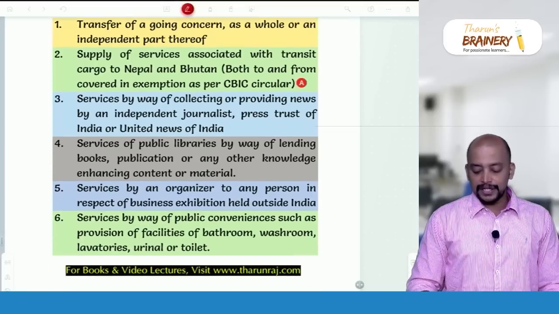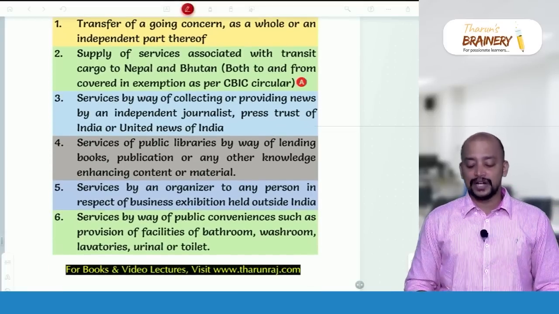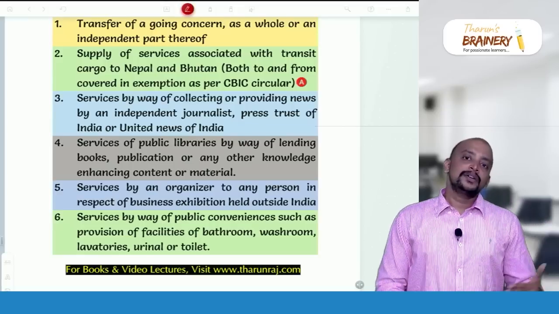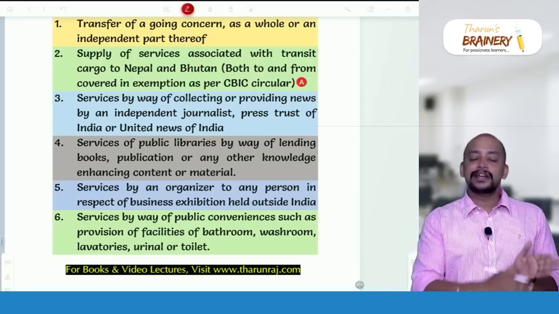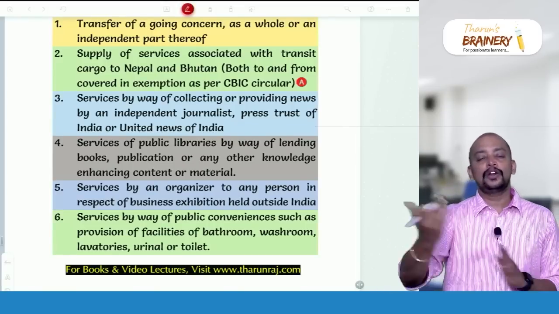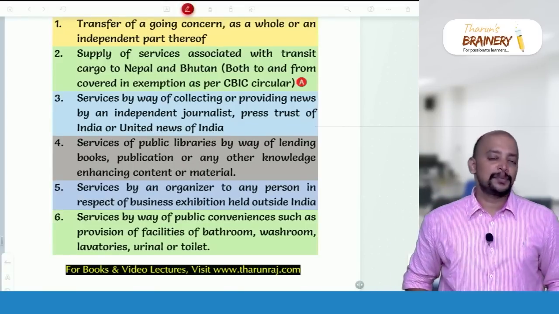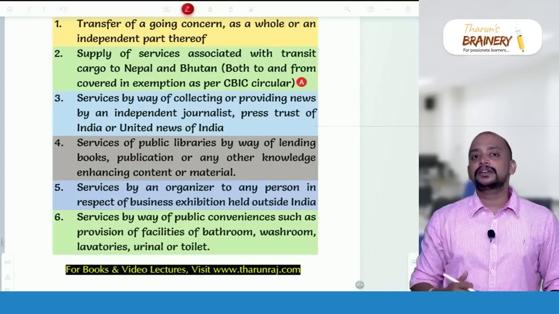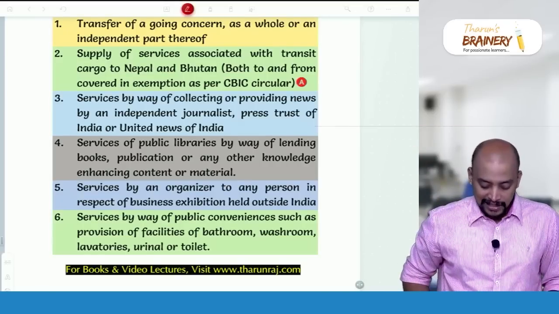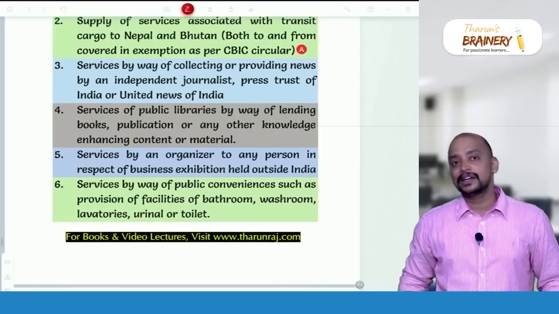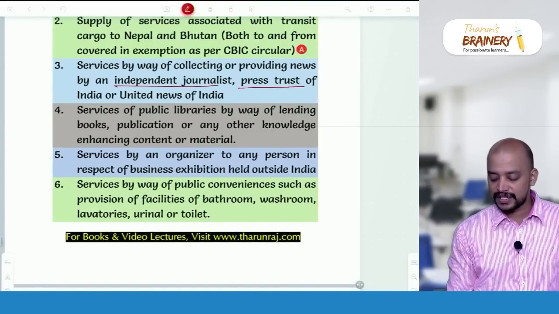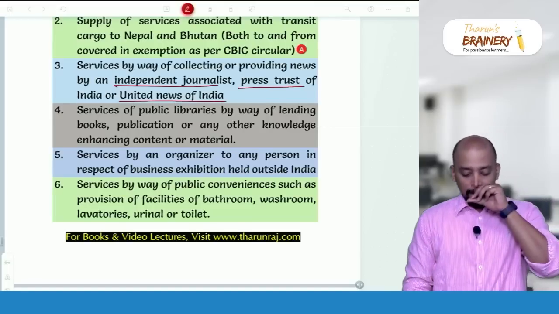Then supply of service associated with transit cargo to Nepal and Bhutan. So transit cargo means whenever goods are imported into India and it is taken to Nepal and Bhutan through a lorry, that is known as transit cargo, either to Nepal and Bhutan or from Nepal and Bhutan. So for the transit cargo, any service provided will be exempted. Then service by way of collecting or providing news by independent journalists. So service provided by independent journalists, Press Trust of India, United News of India will be exempted.